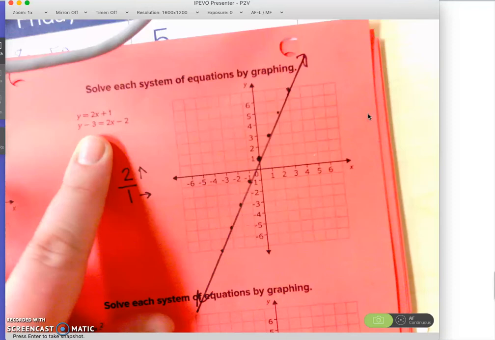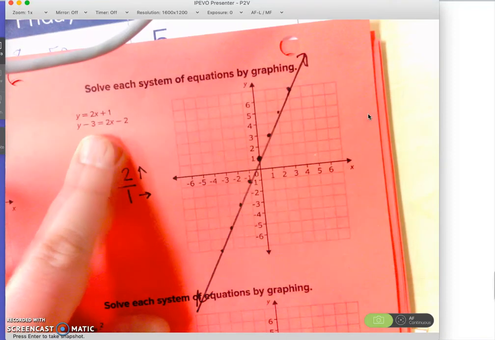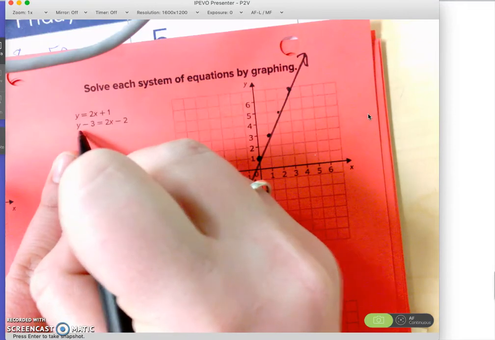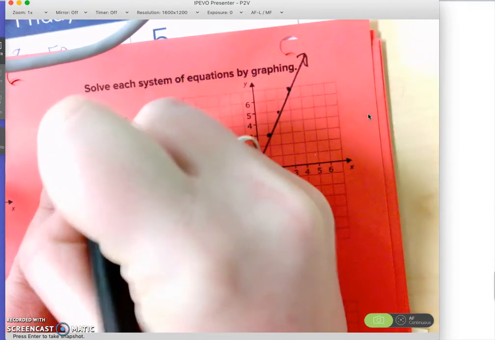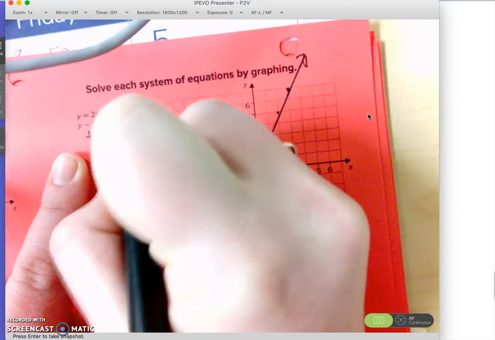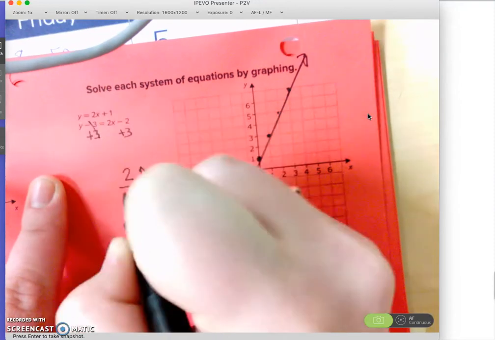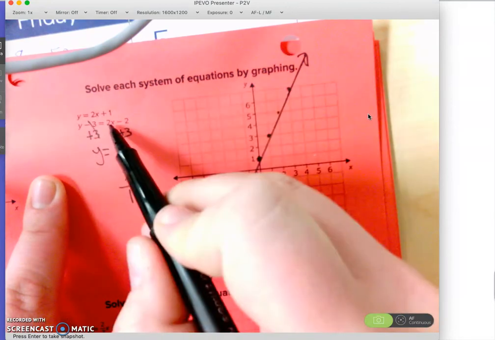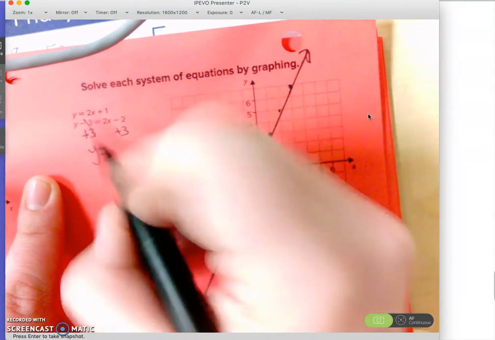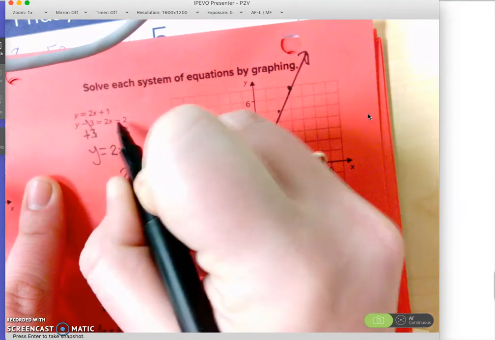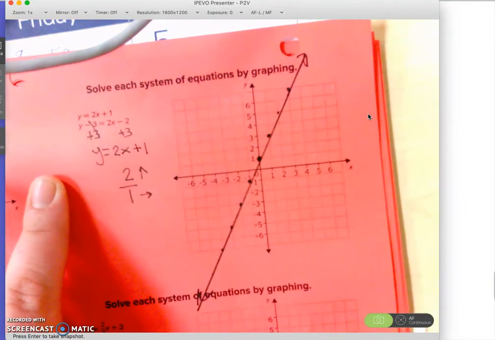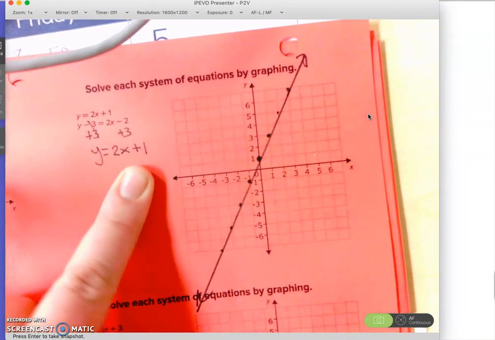Then I need to graph this one. This one again is not in slope-intercept form. I have to get y by itself. So I want to add 3 to both sides. That cancels that out. I get y by itself. Remember, the 3 can't be added to the 2x because they're not like terms. 2x, and then I have a negative 2 plus 3, so I'm going to be left with positive 1. Now it's in slope-intercept form.